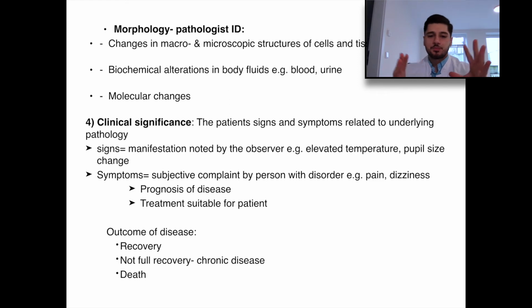Outcome of the disease. Then we have three outcomes of the disease. We have the recovery, of course. You give the patient treatment, he recovers after some days or weeks, and he's totally fine. Then we have the second one, which is the not full recovery. This means the patient has the same disease, but doesn't have to show all the symptoms all the time. So you have a chronic disease. It comes back, it goes. And the third one, of course, is that the treatment was not suitable for the patient, or you couldn't do anything for the patient anymore, which leads to death, unfortunately.